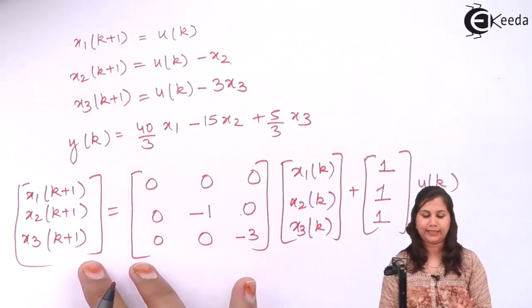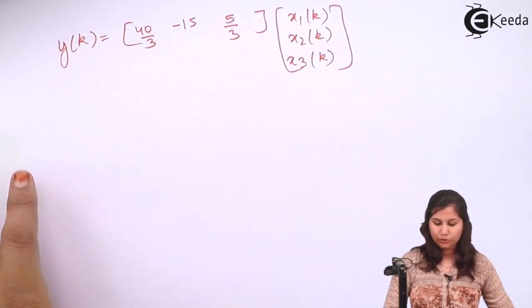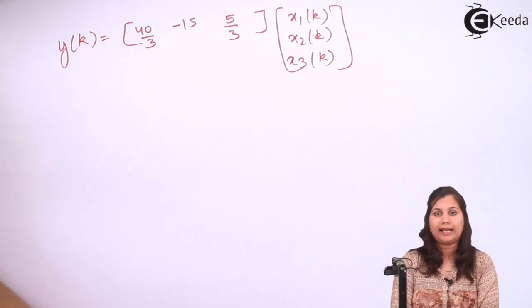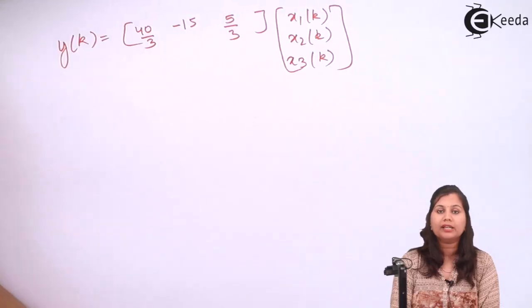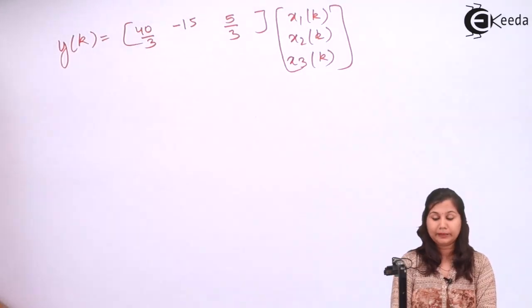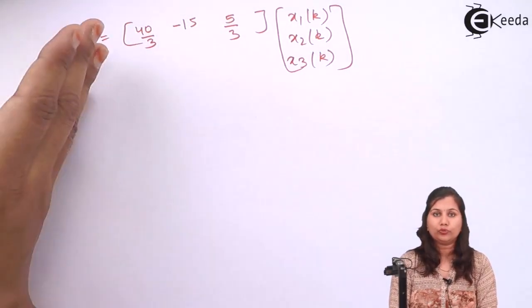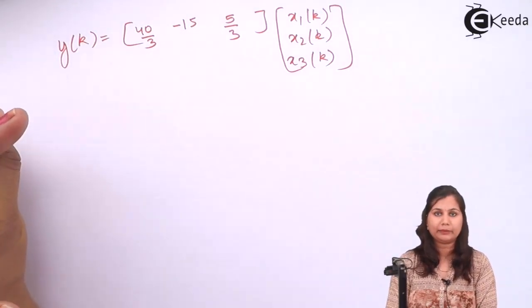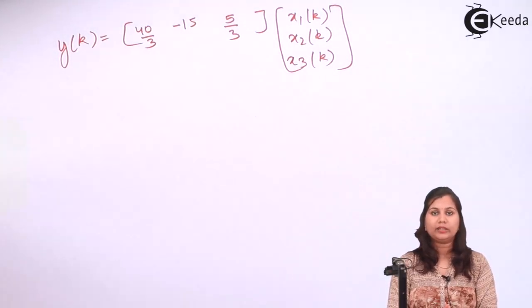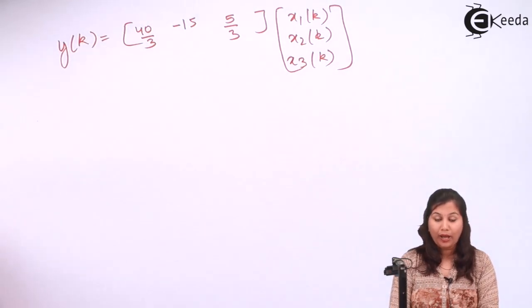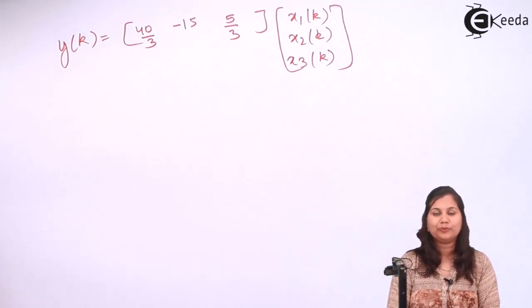So here we have studied how we can do the state variable analysis in the discrete time domain. Whenever the system is dealing with discrete time signals, its state model can be represented in two ways: using the signal flow graph technique and using the block diagram technique. We can derive the state space model. So I hope this topic is clear to you. Thank you.